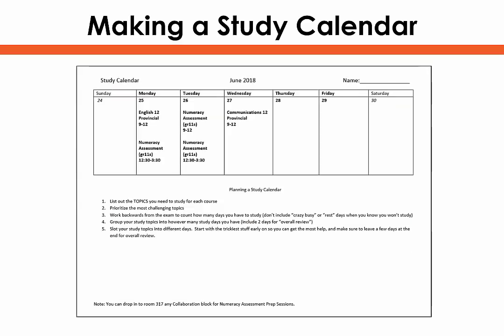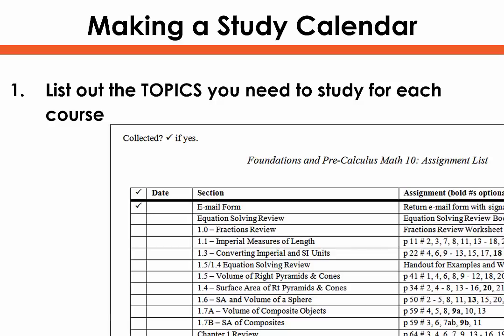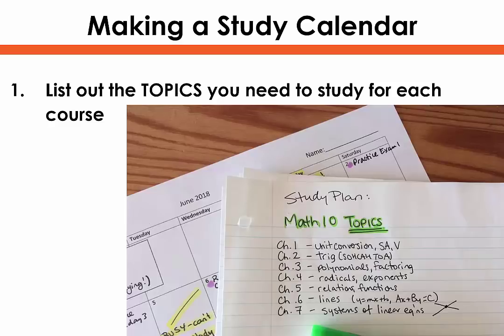Let's have a look at those tips for planning our study calendar. The first is to pick one of your courses and list out all of the topics that you need to study. Things like your course outline or homework lists will help you remember all of the different topics that you've covered that semester. In math, you might list out your chapters with little reminders about what happened in each chapter.